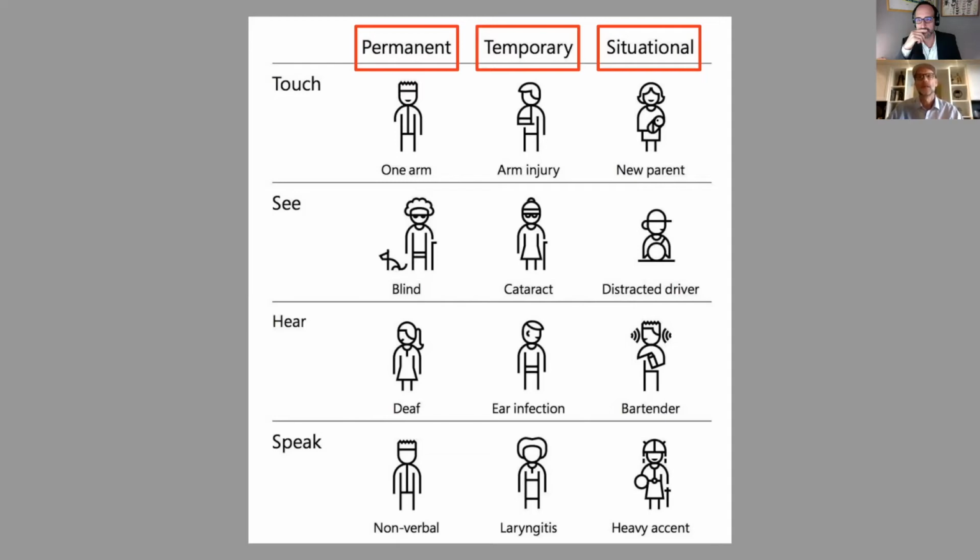So if you are blind, that's permanent. If you have an arm injury, that's temporary. If you're a distracted driver, that's situational. So when we think about universal design, we want to build this into the ideas of how might we think about this in terms of teaching?